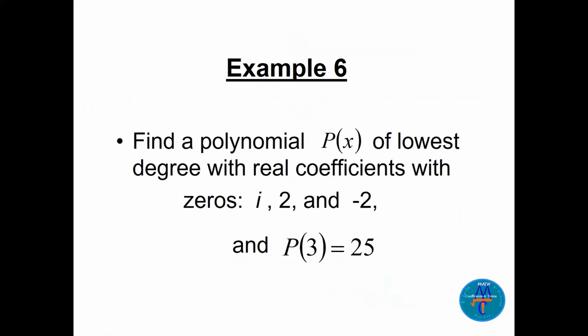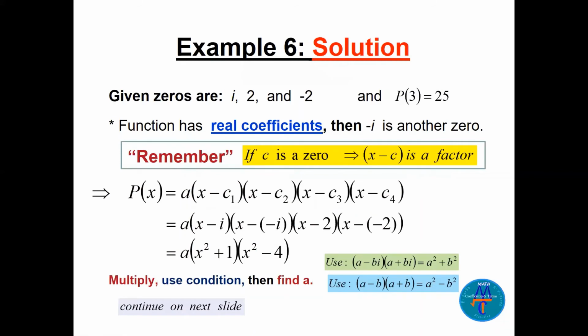Another, find a polynomial p of x of lowest degree with real coefficients with zeros i, 2, and minus 2, and p of 3 is equal to 25. See, that is a condition on the polynomial function here. That will decide what a is. So we have i, 2, and minus 2. So what will be the lowest degree here? I think you can answer it. The lowest degree will be 4.